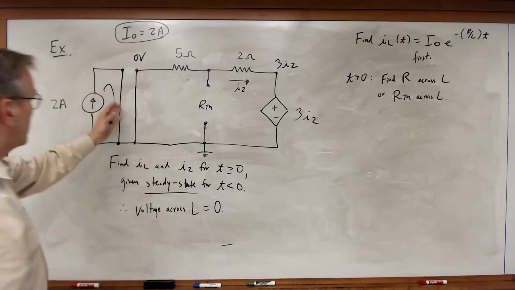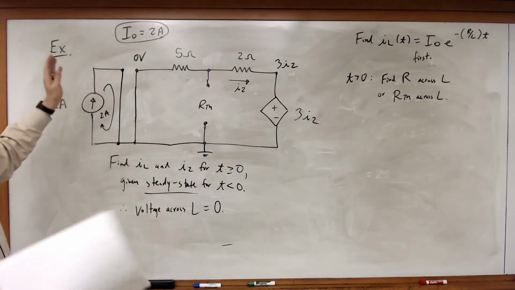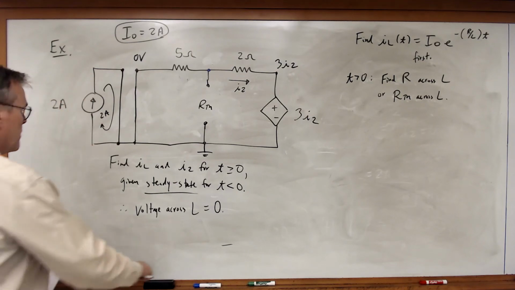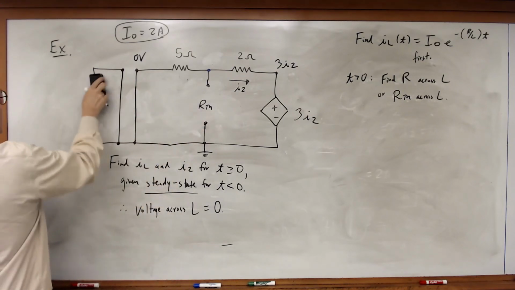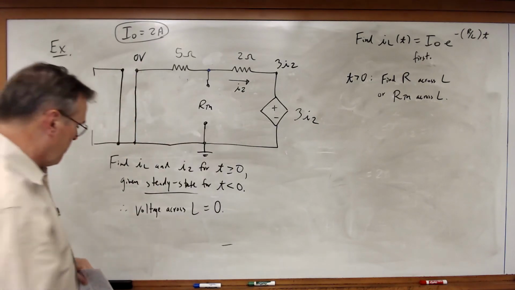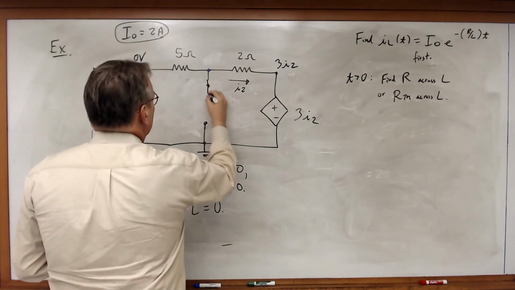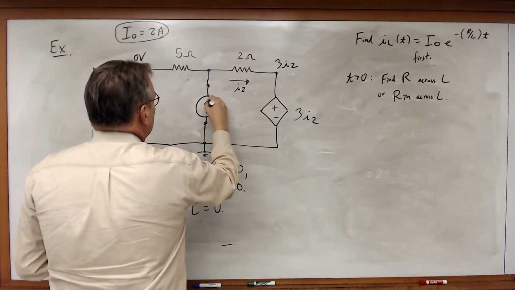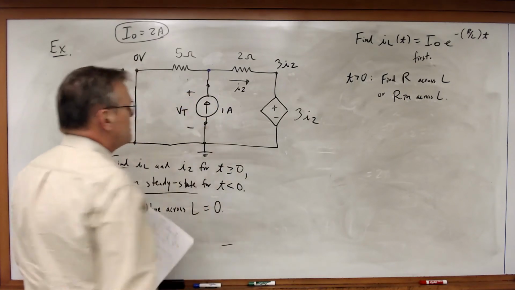Noting over here this current has no effect. If you want, you can zero out that source. It's not going to do anything to the circuit. So if I'm going to use Thevenin's theorem, that zeroes out, has no effect on what I'm going to do over here. So I'm going to do the normal technique. I'm going to add a 1 amp source. I'm going to find VT.